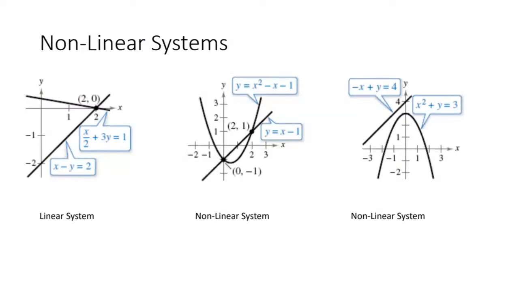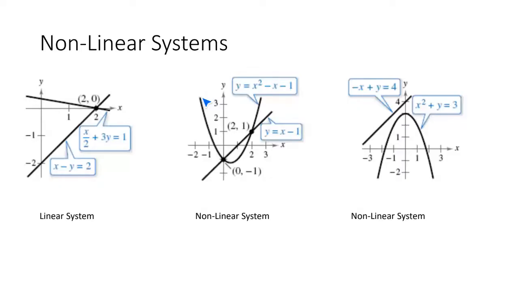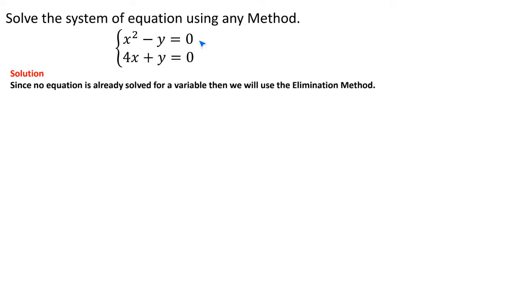Okay, so now let's go to a nonlinear system. As I mentioned before, the middle picture and the right side picture are nonlinear systems because they have a line and they have something else that's not a line, in this case a parabola. Here the first equation is a parabola and the second equation is a line. So we want to solve for the solutions here.